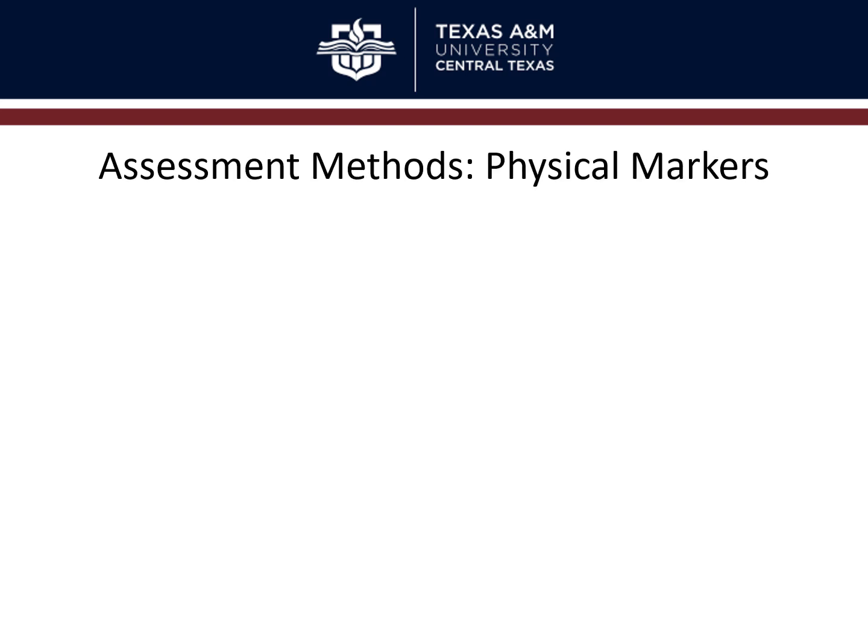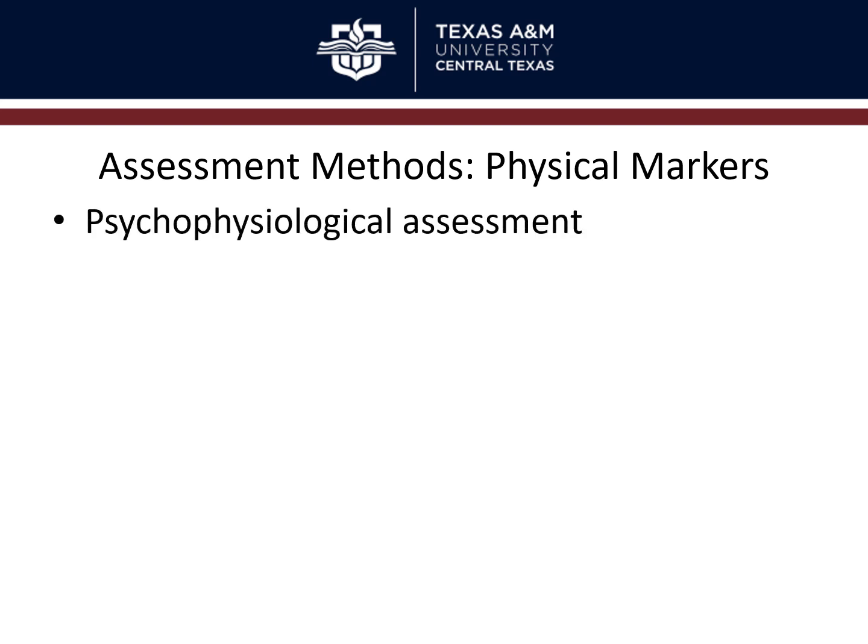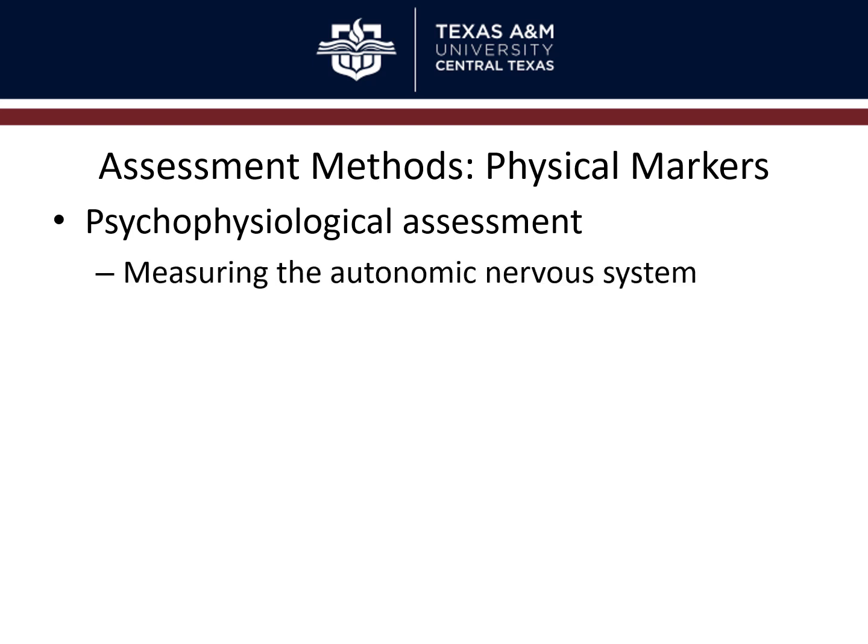Okay, looking at physical markers, talking about a couple things. One, psychophysiological assessment, right? And this is primarily where we're measuring indicators from the autonomic nervous system. Remember, it's part of the peripheral nervous system. You've got the somatic and autonomic, somatic being muscles and all that, autonomic being your automatic things, respiration, perspiration, heart rate, yada yada.